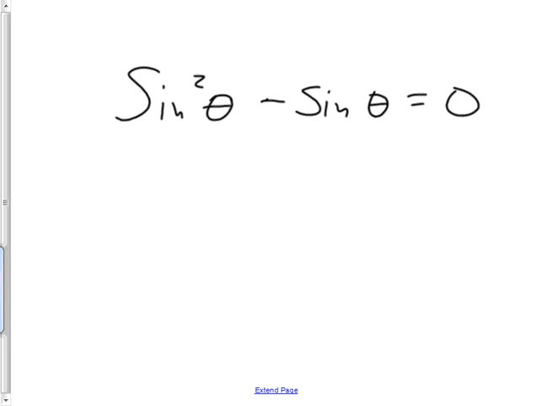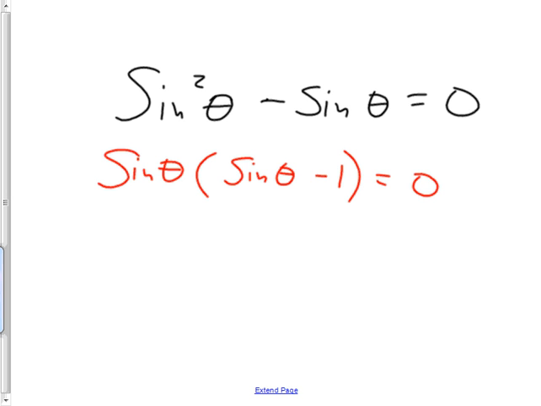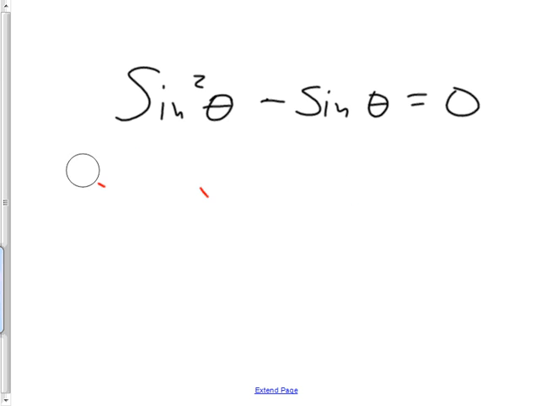Sine of theta minus sine of theta. Sorry, sine squared minus regular sine. It can be factored. You get sine theta to come out, and then you'd have sine theta minus 1. Now, for those of you that got that right away, that's the way to go. For those of you that are like, oh, I didn't know what to do, then I recommend you do that substitution thing.